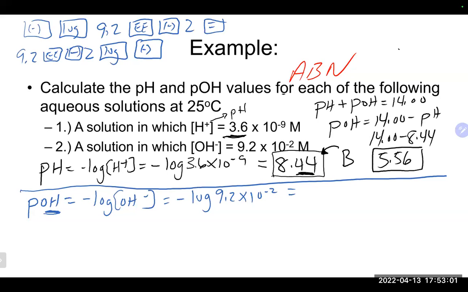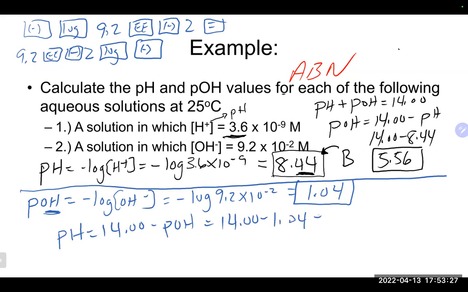And if you do one of those 2 ways, hopefully you should end up with, it looks like, 1.04 for our pOH. Just like above, the easiest way to now get to the pH is basically just subtract from 14. So our pH in this case would be 14 minus our pOH, which would give us 14 minus 1.04. It looks like 12.96 here on the pH. Any questions on those 2 calculations there?